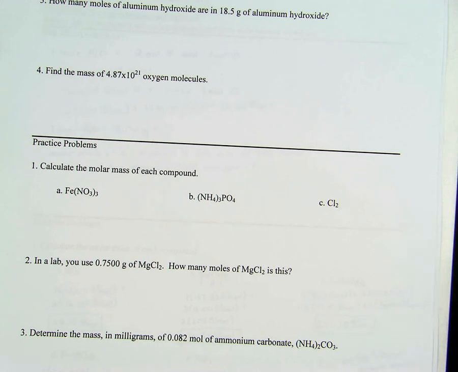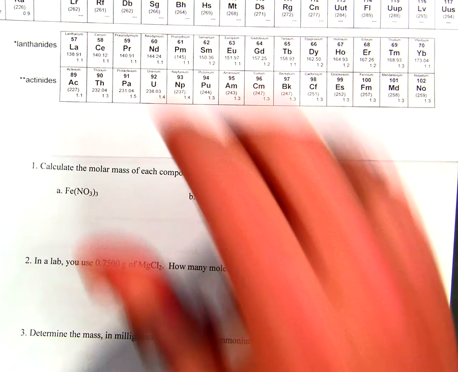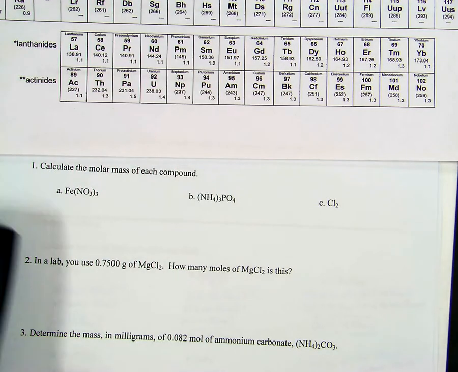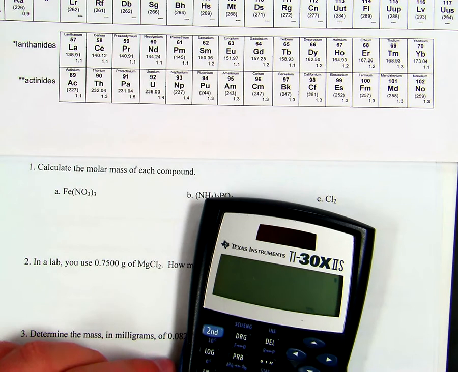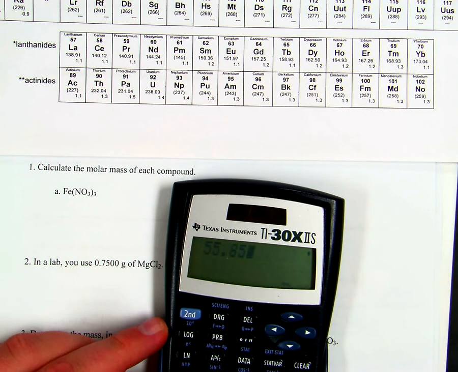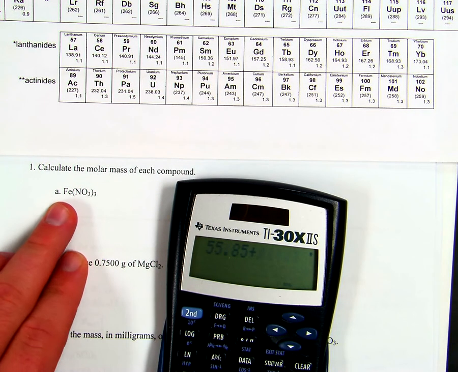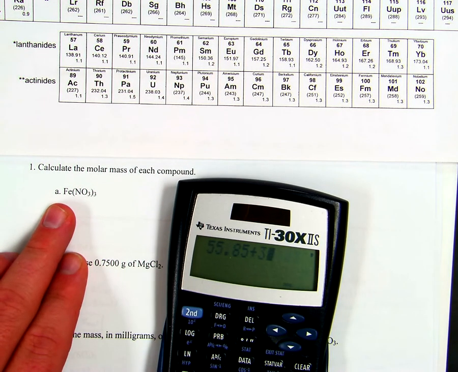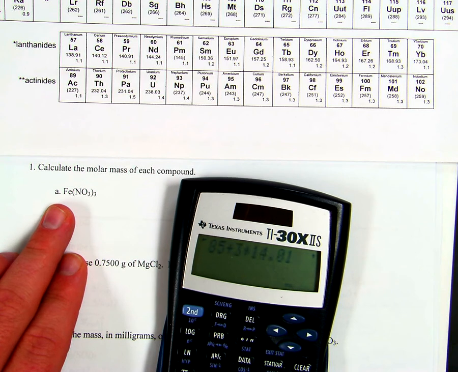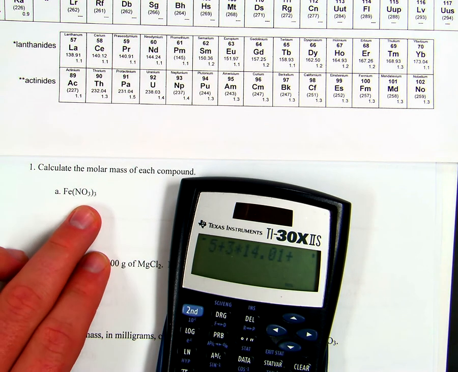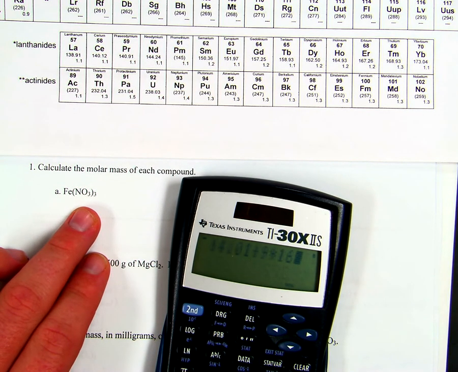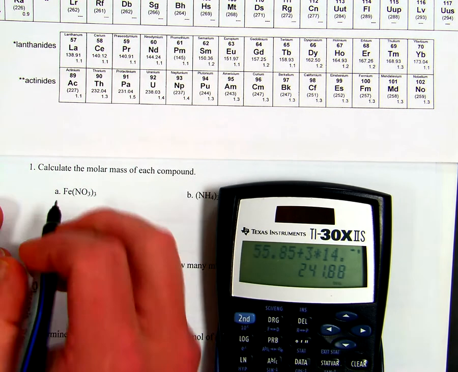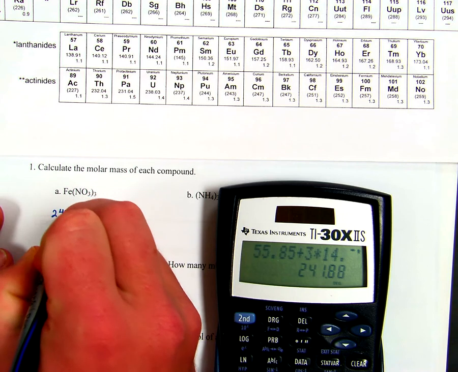Alright, for 1A, that would be 1 mole of iron, so 55.85. That would be 3 moles of nitrogen, so plus 3 times 14.01. And then it would be 9 moles of oxygen, so plus 9 times 16. That would be 241.88 grams per mole for the iron(III) nitrate.